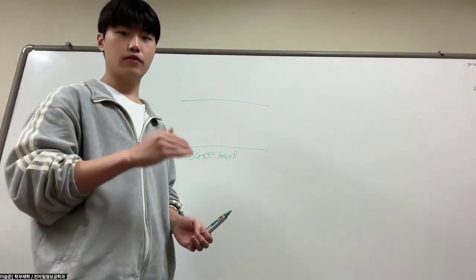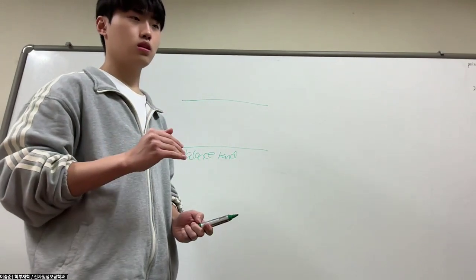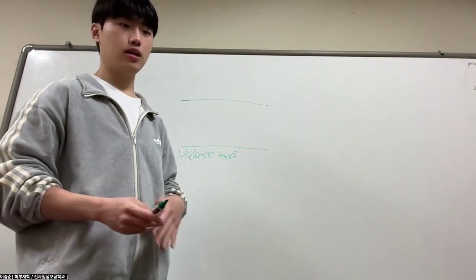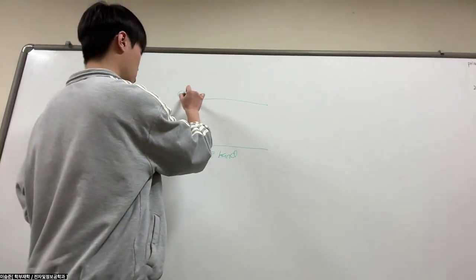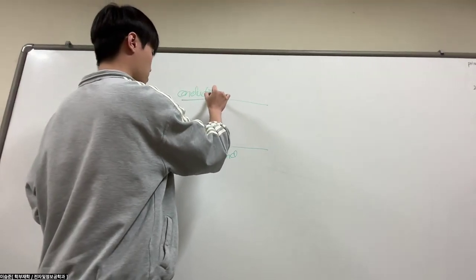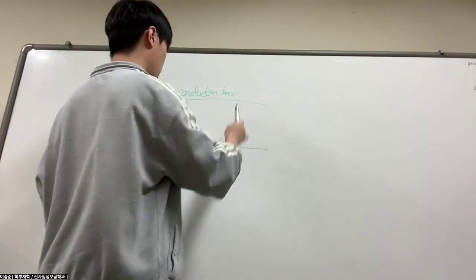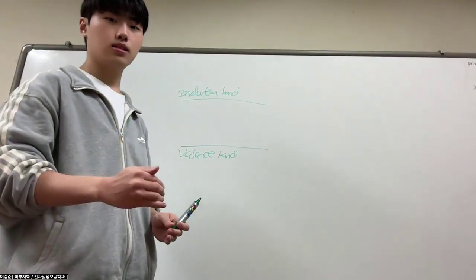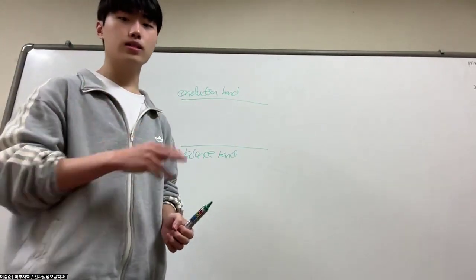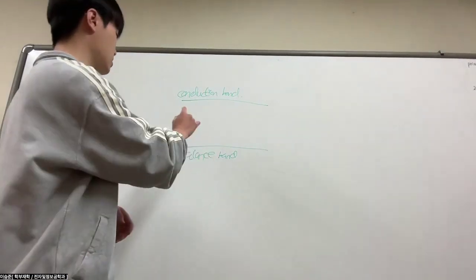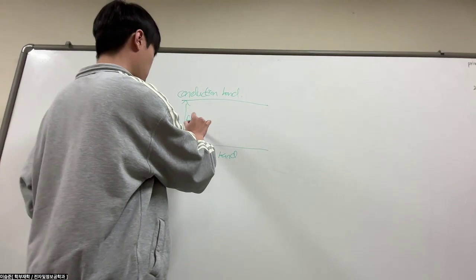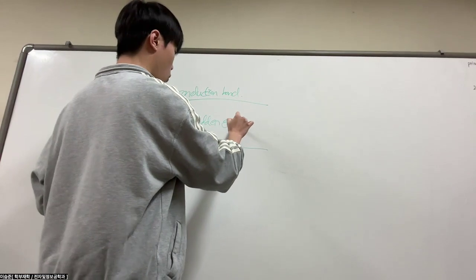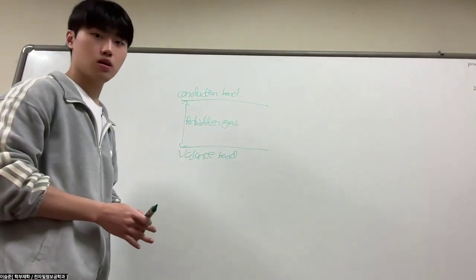The lowest level where electrons cannot exist, we call the conduction band edge. So we call this part the conduction band. Between the conduction band and the valence band, there cannot exist electrons. There are no states for electrons. So we call this part the forbidden gap, or the band gap.